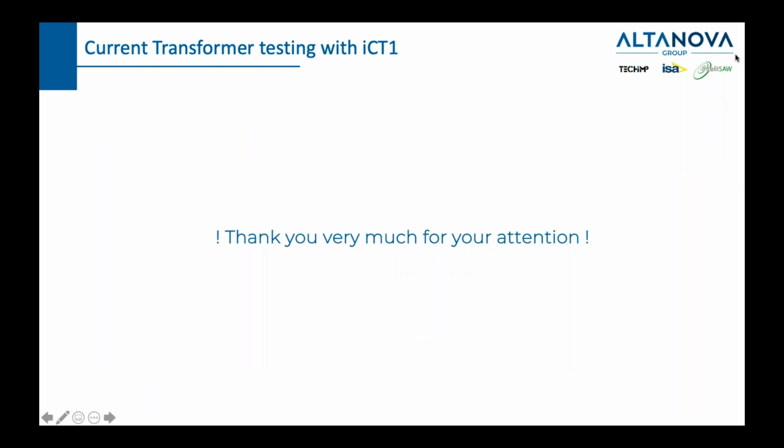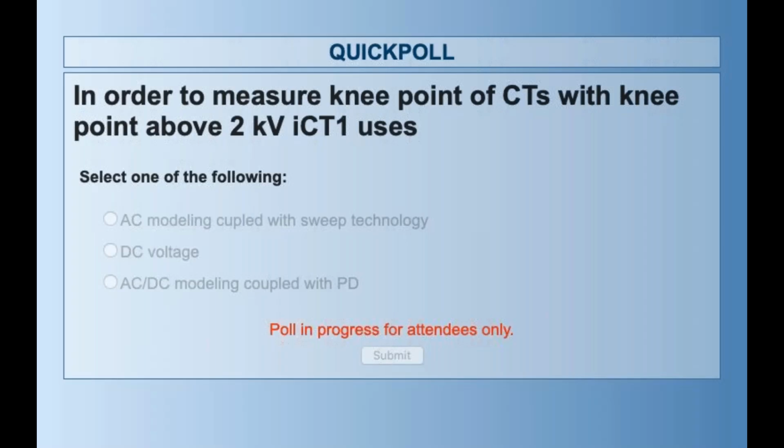And before we actually finish, I would like to ask you a second question to see if you've been following what I was saying. The question is, in order to measure the knee point of CTs with a knee point above 2 kilovolt, iCT1 uses: A, AC modeling coupled with sweep technology, B, DC voltage, or C, AC-DC modeling coupled with PD or partial discharge. So let's see, what do you say?